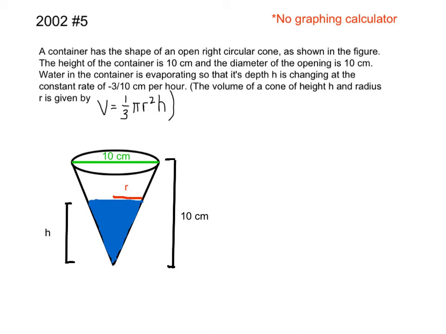A container has the shape of an open right circular cone, as shown in the figure below. The height of the container is 10 centimeters and the diameter of the opening is 10 centimeters. Water in the container is evaporating so that its depth h is changing at a constant rate of -3/10 centimeters per hour. The volume of a cone of height h and radius r is given by V equals 1/3 pi r squared h.